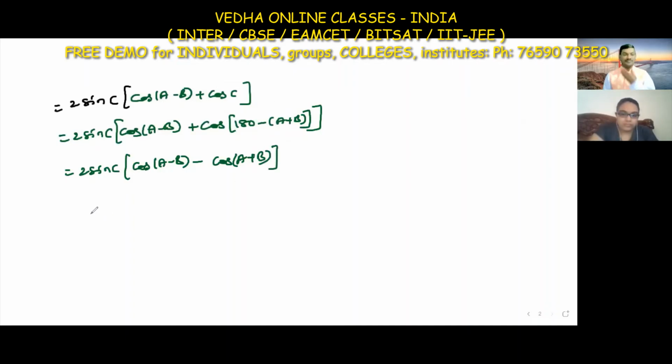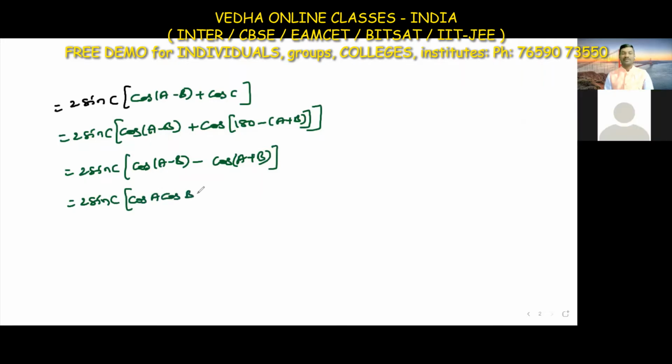Now here either you can use the direct formula or otherwise the cos (A plus B), cos (A minus B) formula also you can use. So 2 sin C into, what is the cos (A minus B) formula? Cos cos, then sin sin. When we have plus, we get minus. Minus means we get plus. Here cos (A minus B) is cos A cos B. Minus we have, so plus we take: plus sin A sin B.